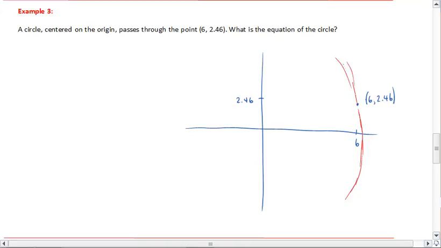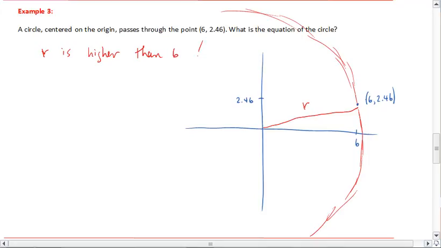(0, 6)? Yeah, if it was (0, 6), that would work. But it's not. It's (6, 2.46). Okay, so I'm not going to be able to draw the rest of the circle. It's going to take up too much room. But we do agree that the radius r is greater than 6. r is higher than 6.